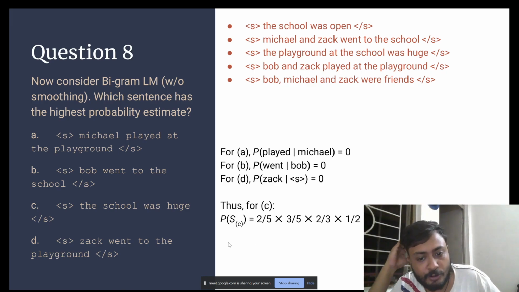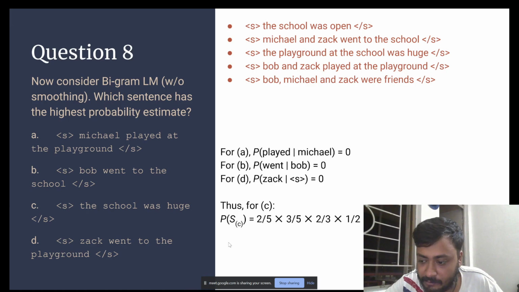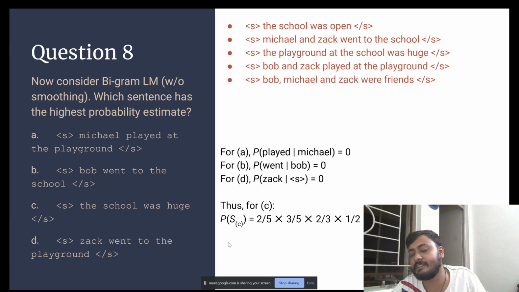Okay. So I'll cover one more small example and then I'll take up a few doubts. That is also related to language models, not this particular corpus, as the questions regarding this corpus are done.